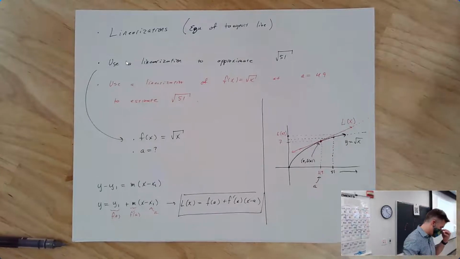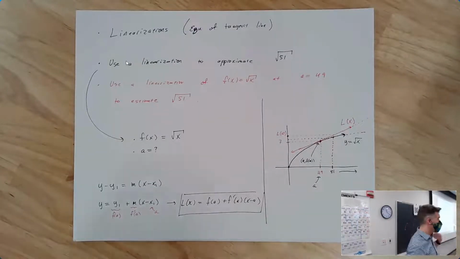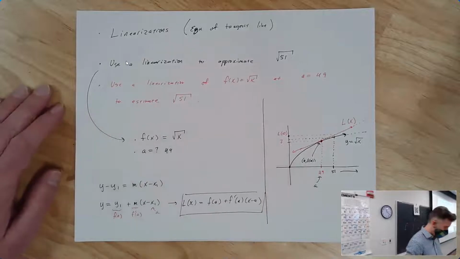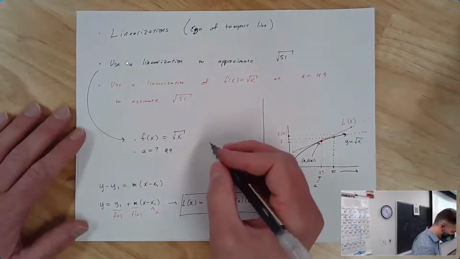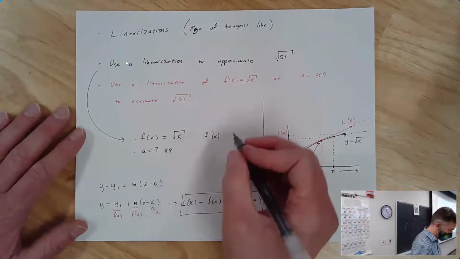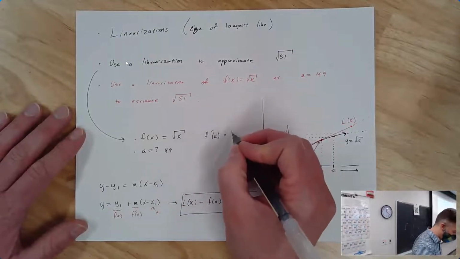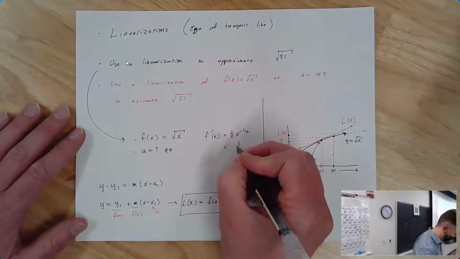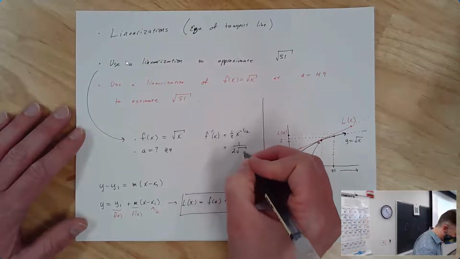So in this particular example, our a value is definitely 49. It's the closest number to 51 that's easy to evaluate in the square root. And then I also want my derivative because I'm going to need it. So f prime of x, the derivative of x to the 1/2, is 1/2 x to the minus 1/2, or if you prefer, 1 over 2 times the square root of x.